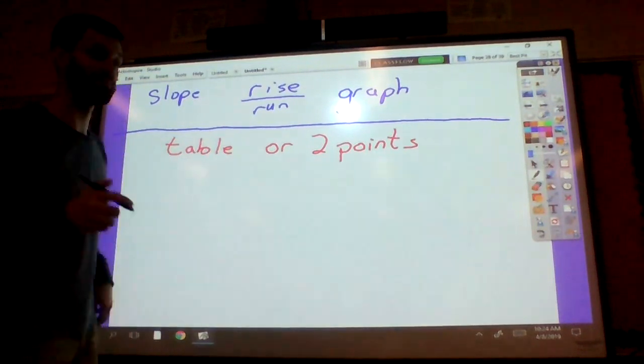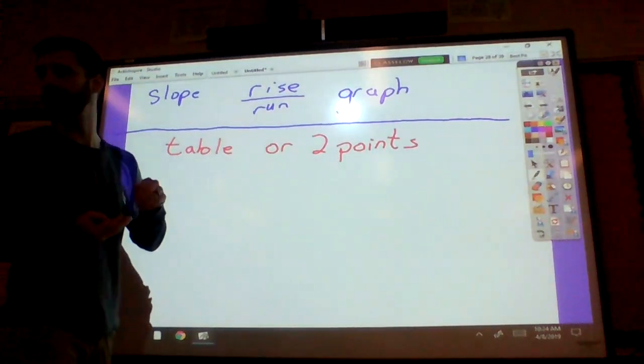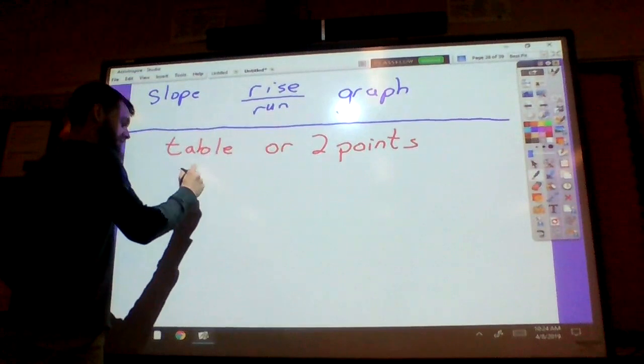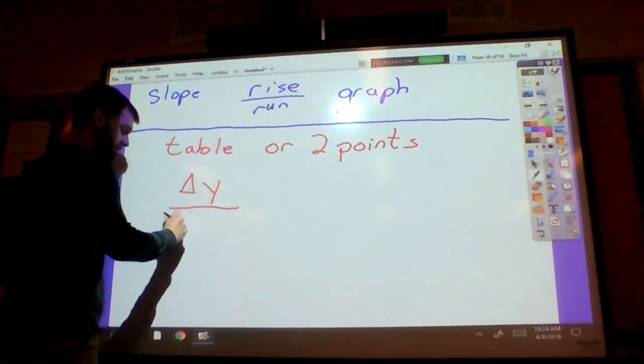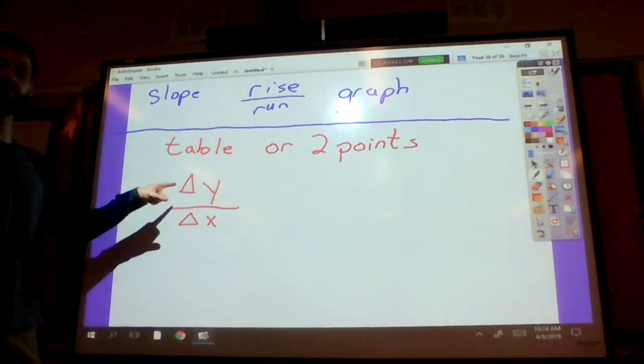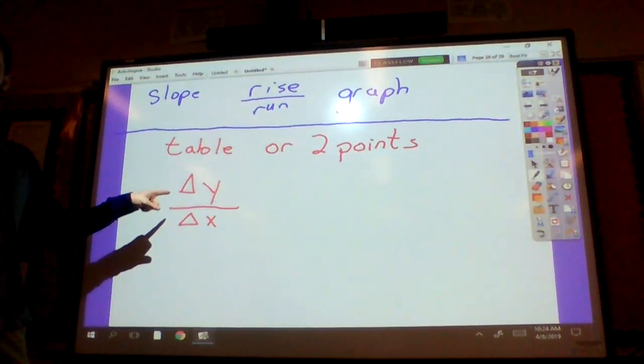Another way to say that is how much is the y changing by? The change in y over the change in x. This little triangle thing, this just means change.